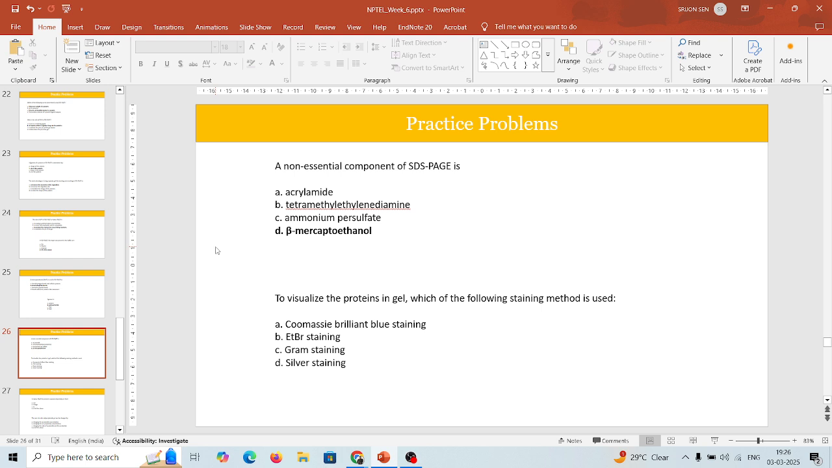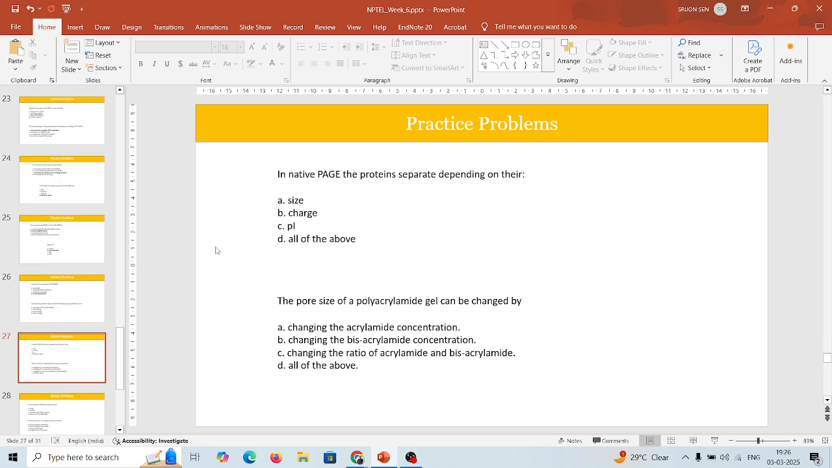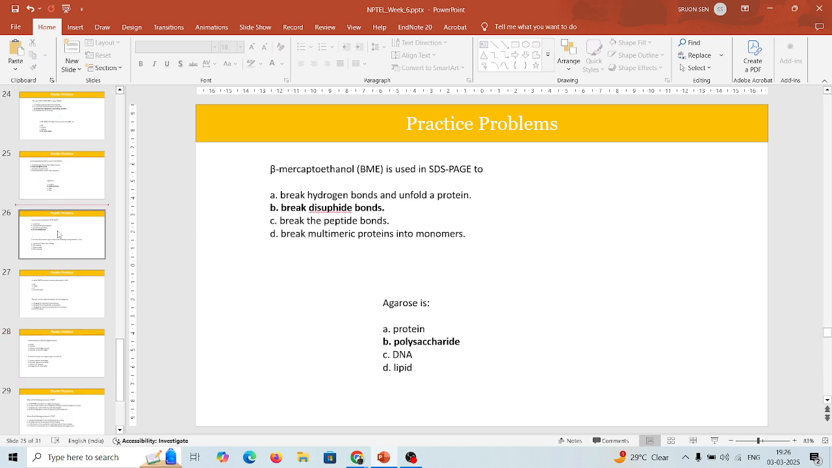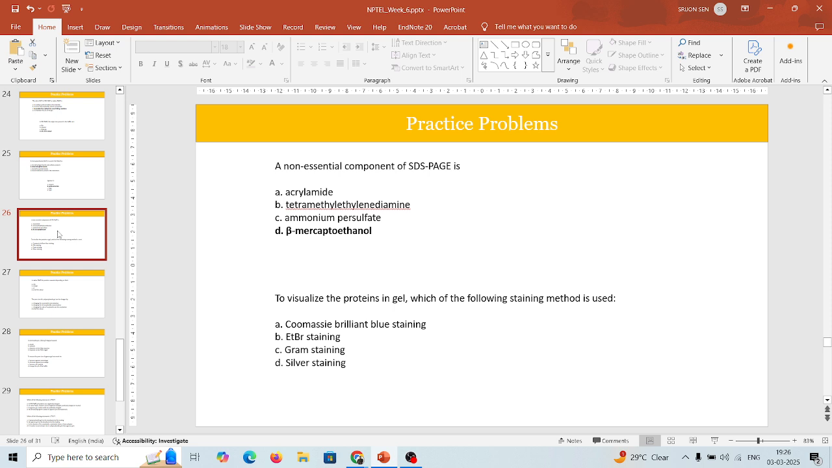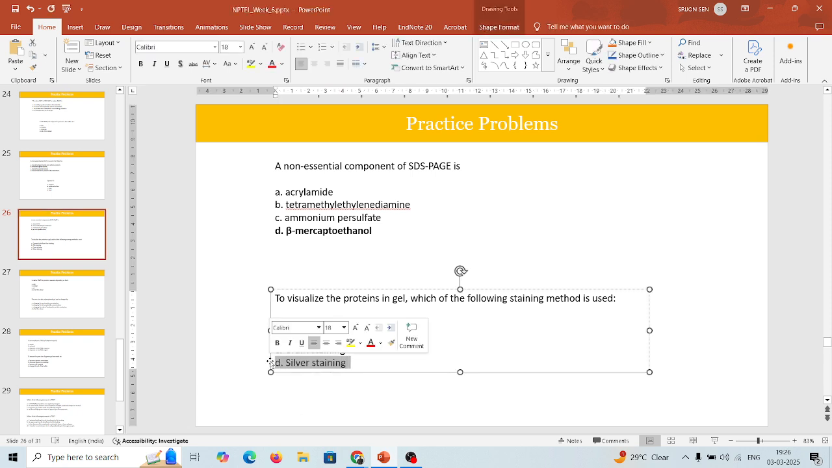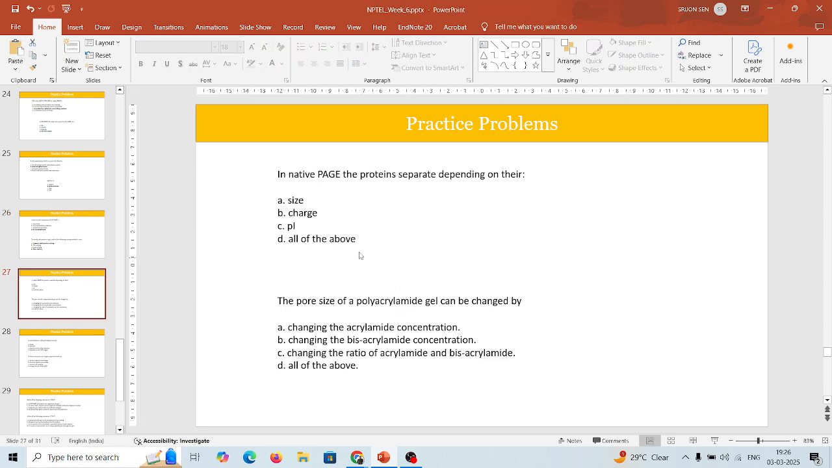The next one, to visualize proteins in gel. So we want to visualize proteins in gel. Which of the following staining methods is used? Both A and D. Okay. Yeah, that's absolutely correct. So the silver staining and Coomassie blue staining. Correct. In native page, so now we are coming to native page. In native page, the proteins separate depending on their size, charge, pI, all of the above.